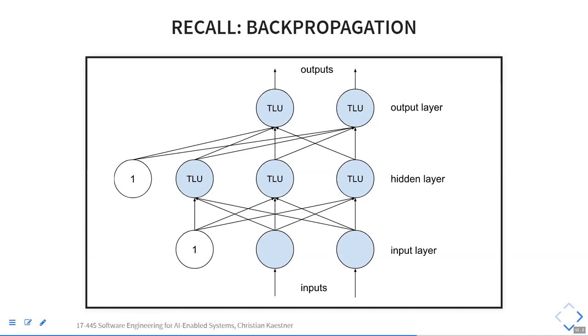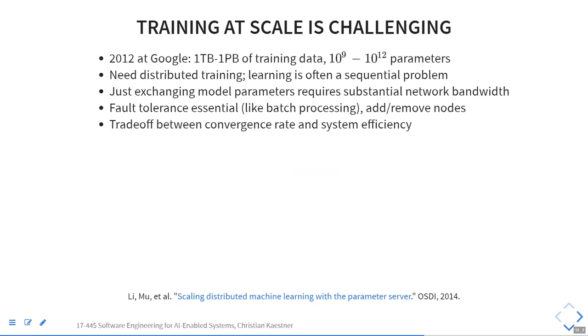So the question now is, how can you distribute this? Right? So you have massive amounts of training data, so you definitely want to distribute this. The paper is from 2014, and it cited terabytes to petabytes of training data back then. And we talked about the size of these parameters, right? Just the parameters alone could be half a terabyte or a terabyte of data for some of these big models. So you don't necessarily want to send them around.